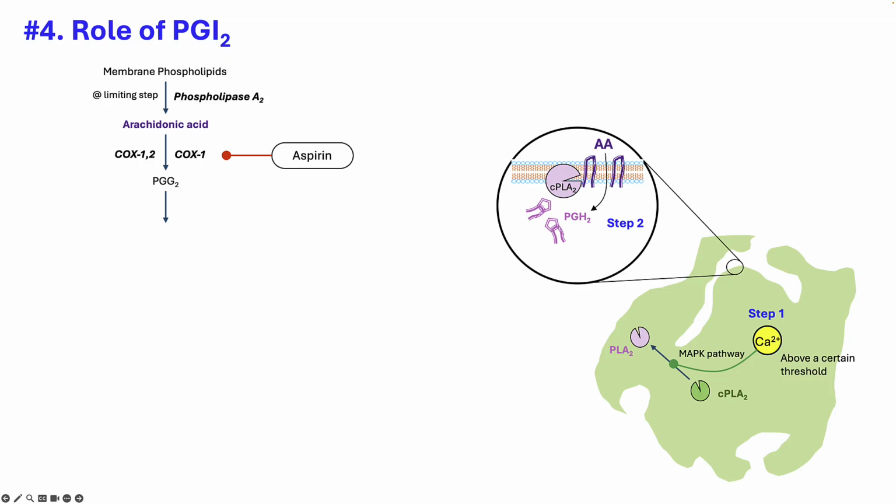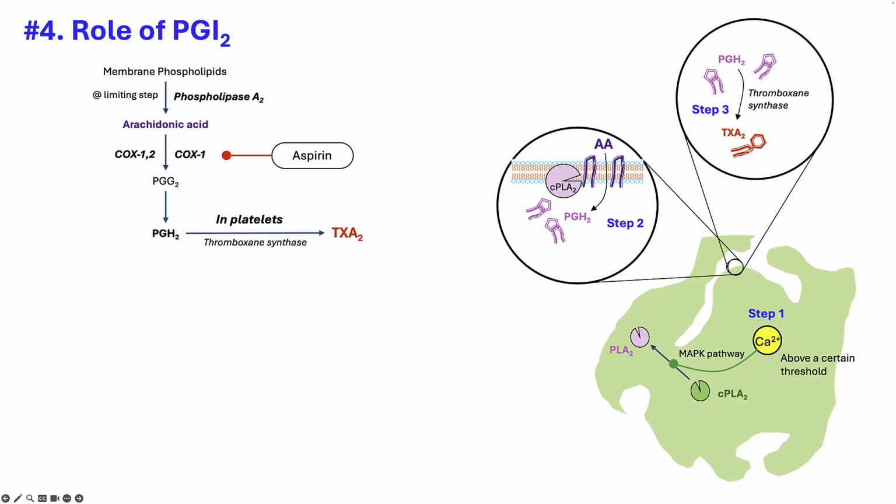Intracellular calcium is one of the main activators for platelets. If calcium reaches above a certain threshold inside the platelet, it stimulates phospholipase A2 via the MAPK pathway. This converts your membrane phospholipid into arachidonic acid, which further gets metabolized to thromboxane.